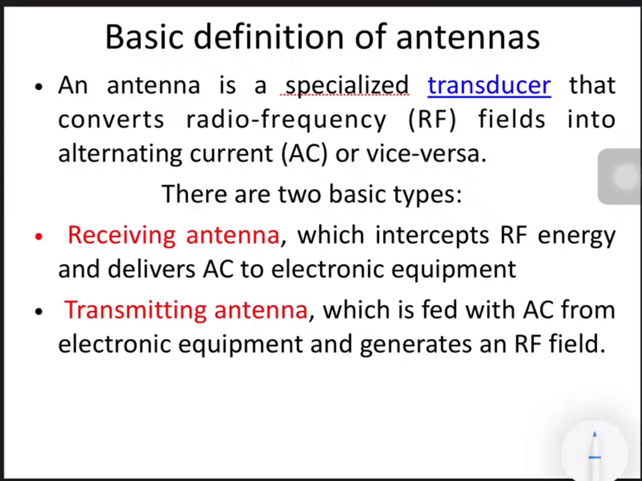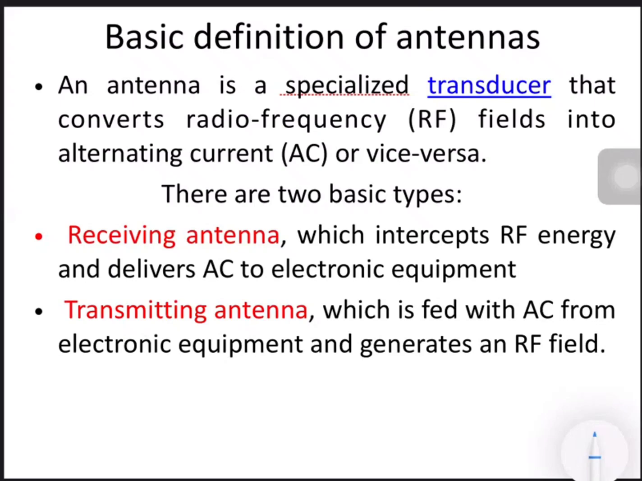So starting with the very introduction to antenna, let us first of all know what an antenna is, and then further we can understand about the parameters of an antenna. So an antenna is a type of transducer. It is a special type of transducer which converts the radio frequency signals into alternating current, and also vice versa.